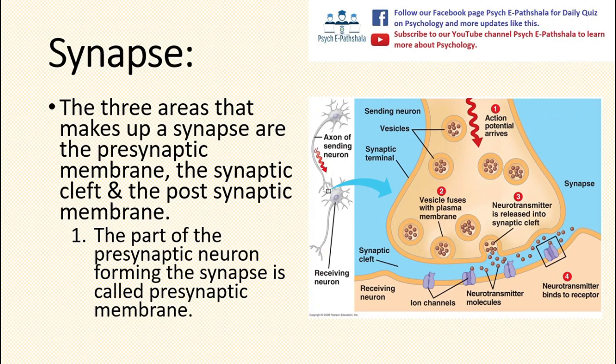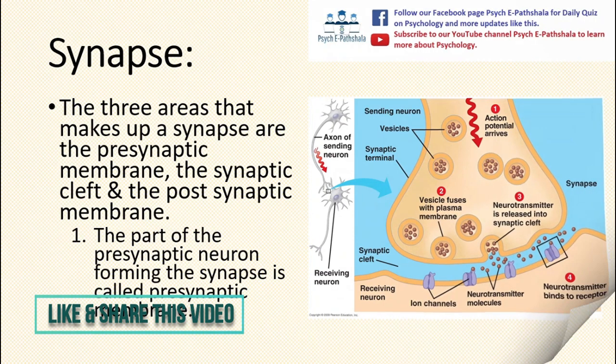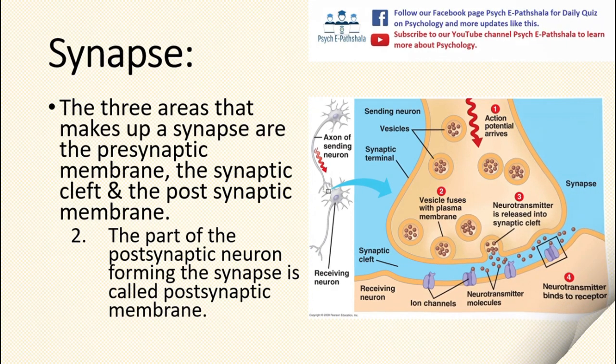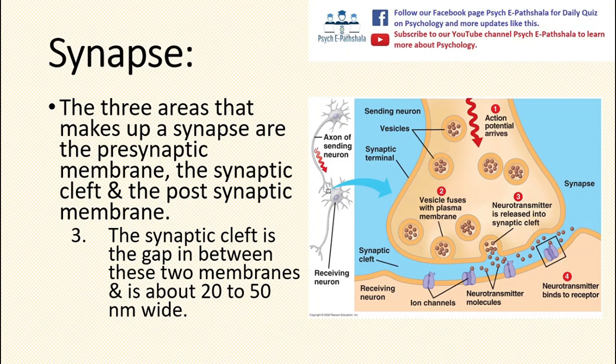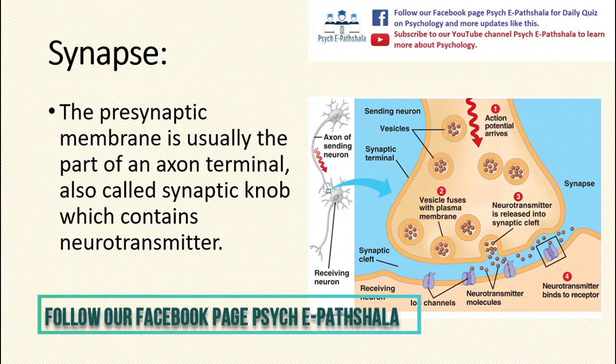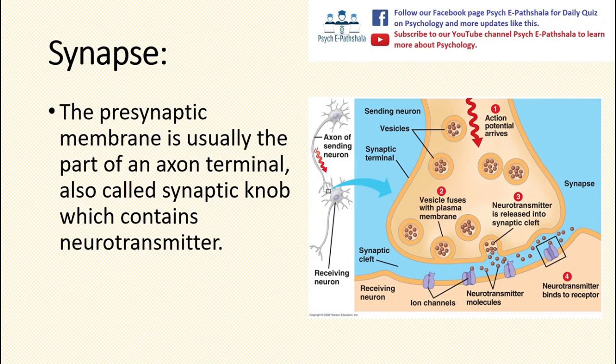The part of the presynaptic neuron forming the synapse is called the presynaptic membrane. The part of the postsynaptic neuron forming the synapse is called the postsynaptic membrane. The synaptic cleft is the gap in between these two membranes. It is about 20 to 50 nanometer wide. The presynaptic membrane is usually the part of the axon terminal, also called the synaptic knob, which contains neurotransmitter.